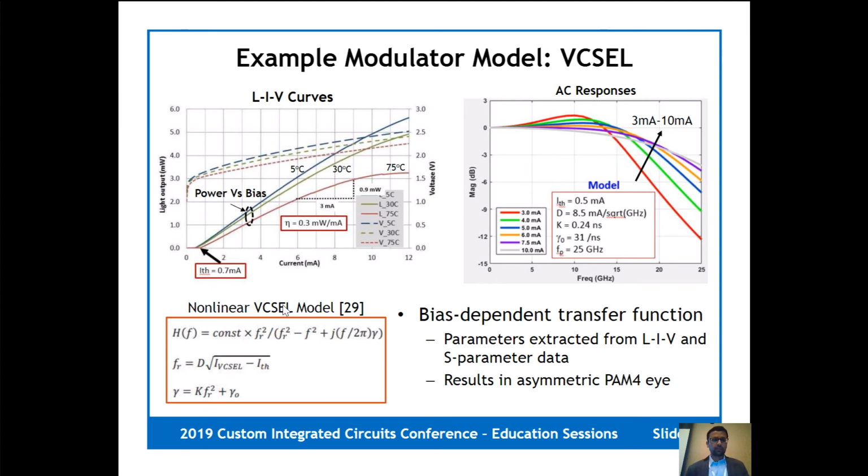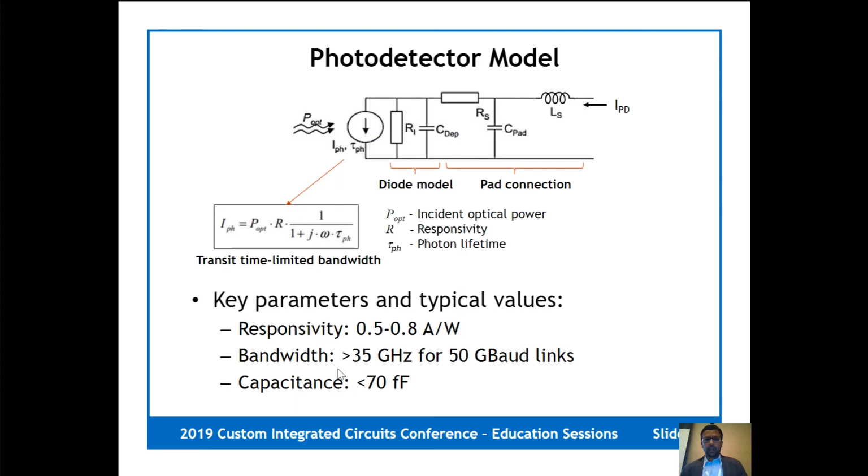So let me skip over the VCSEL model. Again, this is detailed in the reference here. So I'll talk more about the PD model and an example of how we can use this model to do an optical receiver design.